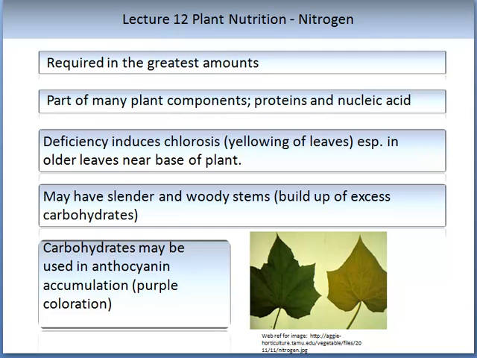Also, other characteristics that may be seen: they may have slender and woody stems, and they may build up an excess of carbohydrates. Carbohydrates may be used in anthocyanin accumulation, and you may see a purple colour.